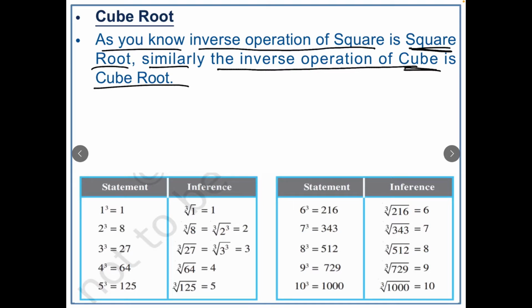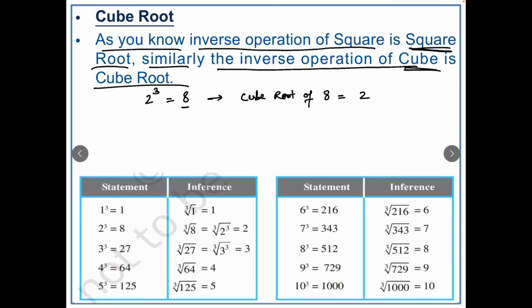Let's understand with a few examples. Suppose we are to find the cube of a number, let's say 2. Cube of number 2 means we are multiplying 2 three times: 2 into 2 into 2, that will be equal to 8. So the cube of 2 is 8. And if you are to find the cube root of 8, that will be equal to 2.